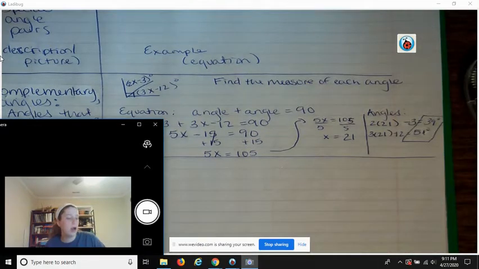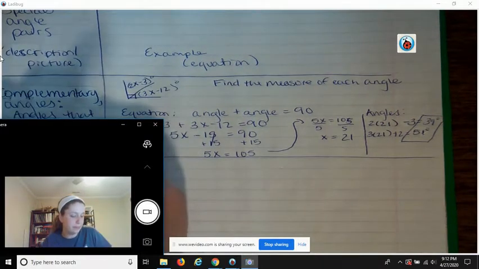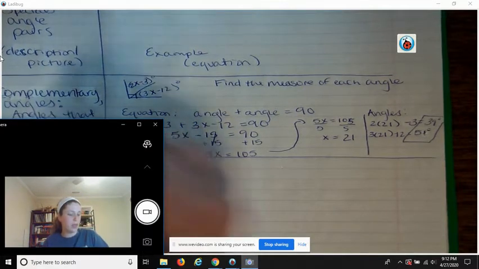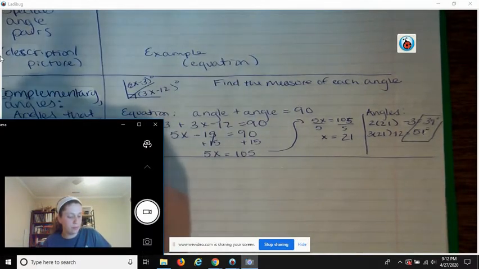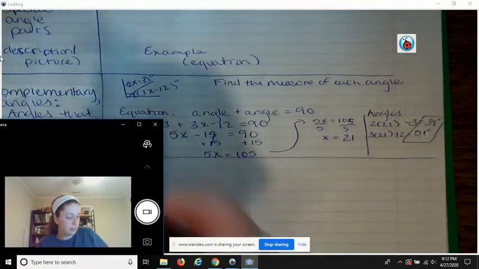Okay, so those are complementary angles. Now supplementary angles are angles that add up to 180 degrees.